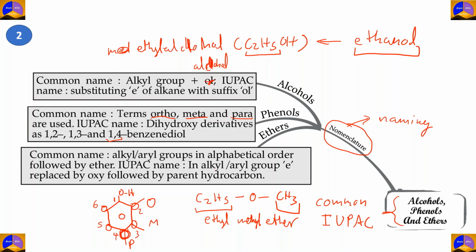What about the IUPAC name? It says that in the alkyl or aryl group, the E is replaced by oxy, which is followed by the parent hydrocarbon. The parent hydrocarbon is the one which has more carbons. The one with fewer carbons is not the parent hydrocarbon, and it comes first. So the IUPAC name for this ether would be methoxyethane. So these are the rules that you need to be careful about when dealing with nomenclature of alcohols, phenols, and ethers.